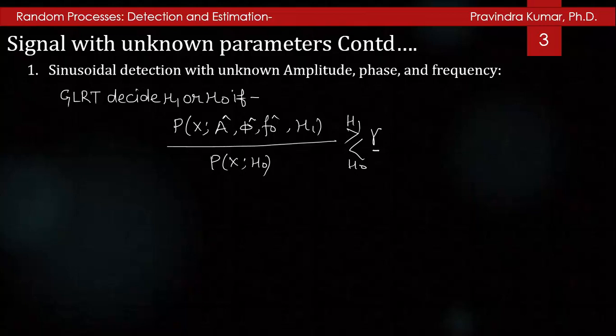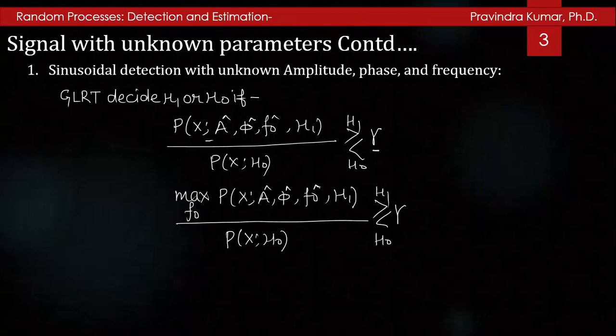We can estimate the values of the unknown parameters by maximizing this likelihood function under hypothesis H1. That means maximizing the PDF under hypothesis H1 divided by the PDF under hypothesis H0, and this ratio is compared with some threshold value. Here the PDF under hypothesis H0 does not depend on F0, so I have written only p(x; H0).